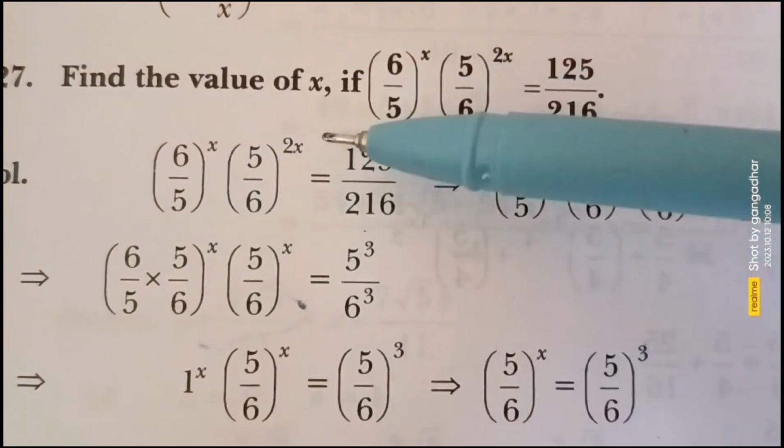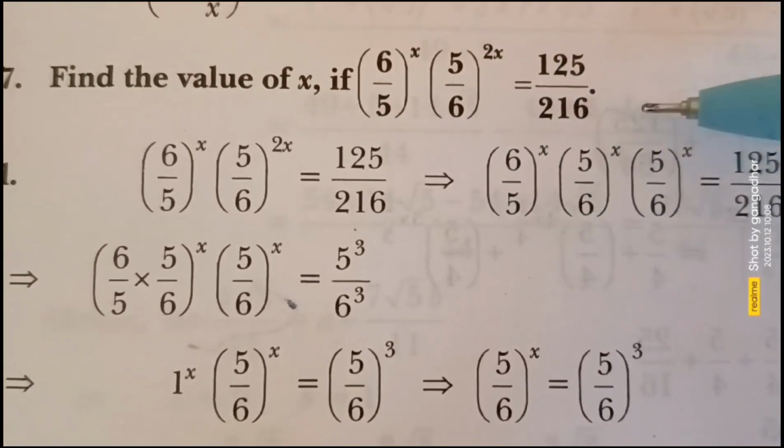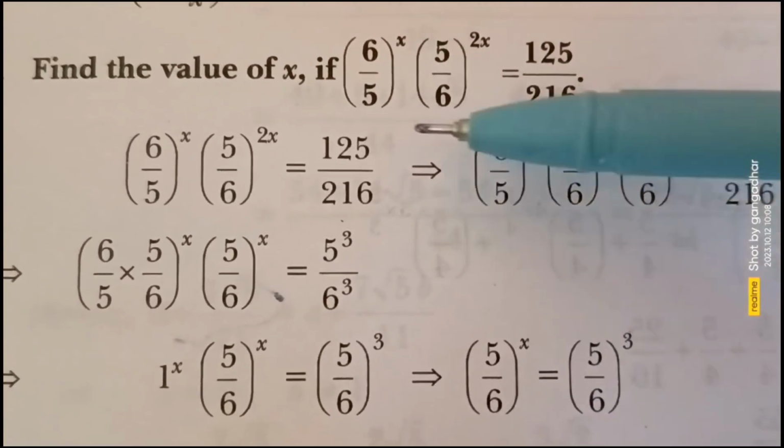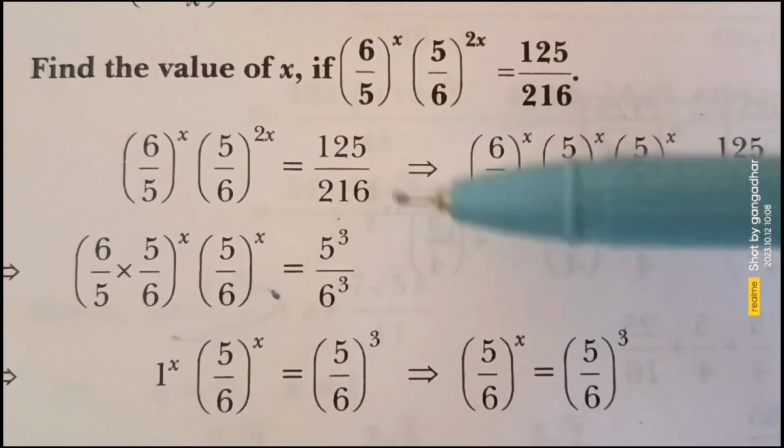Find the value of x if (6/5)^x (5/6)^(2x) is equal to 125/216. You have to find the value of x.